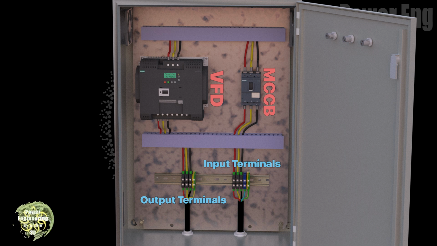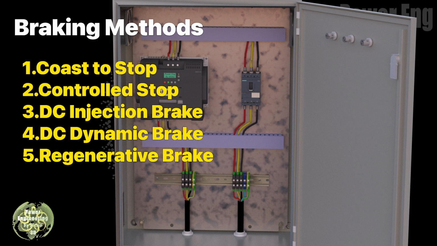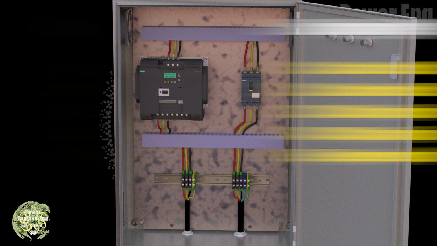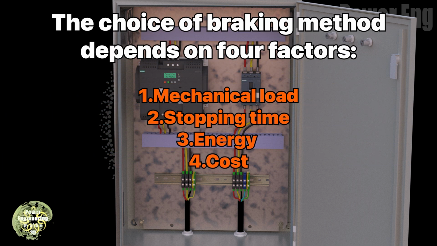The braking methods for induction motors can be divided into 5 categories. 1. Coast to stop. 2. Controlled stop. 3. DC injection brake. 4. DC dynamic brake. 5. Regenerative brake. Each of these methods has its own advantages and disadvantages, which we'll discuss in this video.